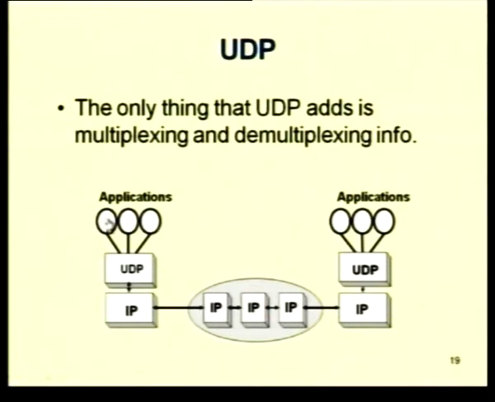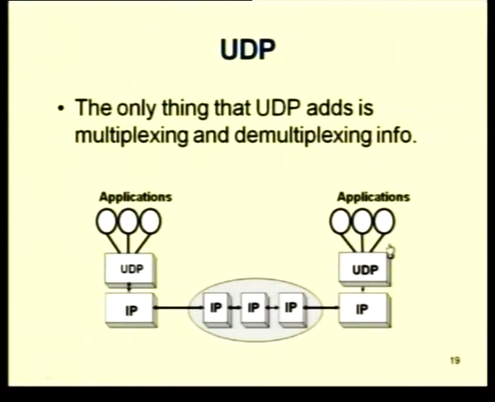When applications send data to UDP, all that UDP will do is note that it is coming from this application and has to go to a particular application. Information about which application it is coming from and to which application it has to be delivered is added by UDP as part of the UDP header, and that is sent to the IP protocol. Then it goes through the IP internet and reaches the other end, and at the other end UDP again takes it and delivers it to the correct application based on the information present in the UDP header.